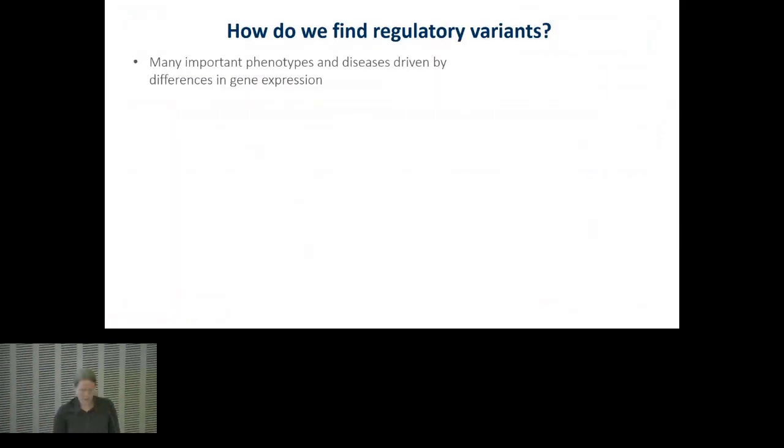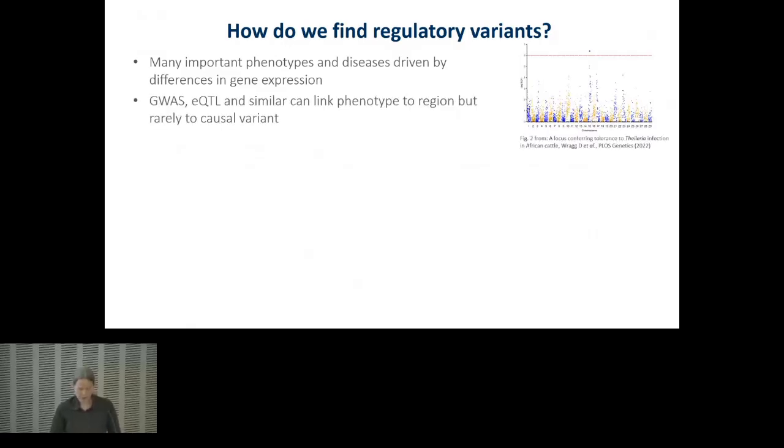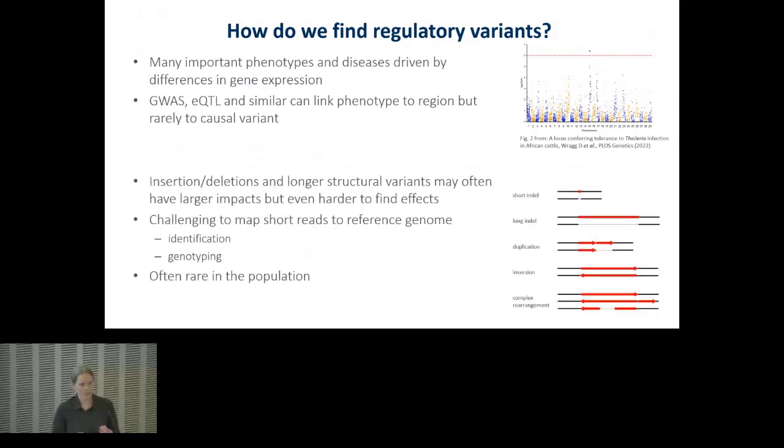I'm going to talk to you about finding regulatory variants. So, as we all know, many important phenotypes and diseases are driven by differences in gene expression rather than by differences in protein sequence. But it can be very challenging to identify exactly which variants are involved. Statistical association methods, such as GWAS, are very powerful and can link phenotype to a particular region of the genome, but they can rarely pin down exactly the causal variant because there's so much genetic linkage between variants.